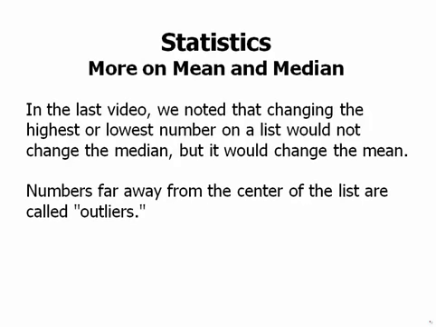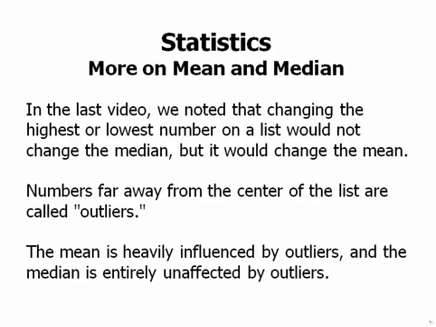Numbers far away from the center of a list are called outliers. Now, this is not a term you will need to know for the test. This is just a term we'll be discussing in this video. The mean is heavily influenced by outliers, and the median is entirely unaffected by outliers.